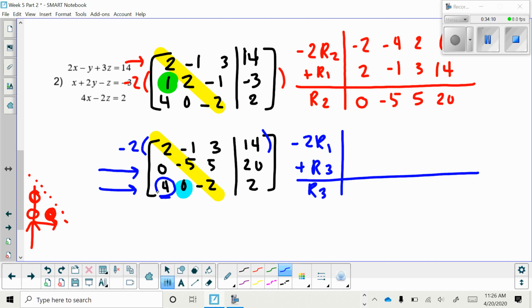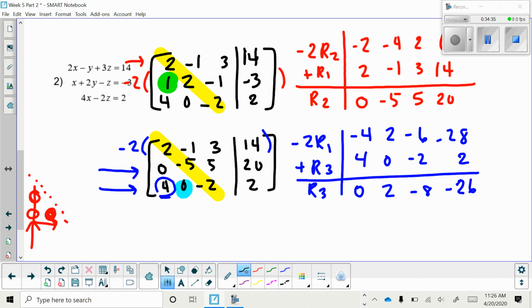So -2 times everything in row 1 is -4, +2, -6, -28. Row 3 doesn't change. I have 4, 0, -2, 2. And now I add. These cancel, -4 and 4. That gives me 2, -8, and -26. So let's write the new matrix.